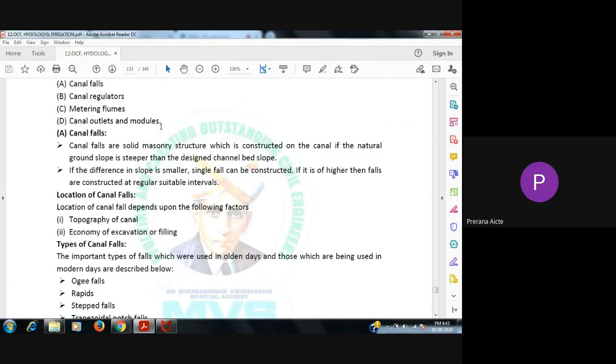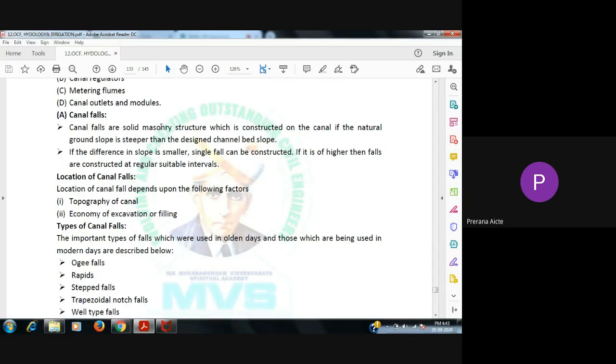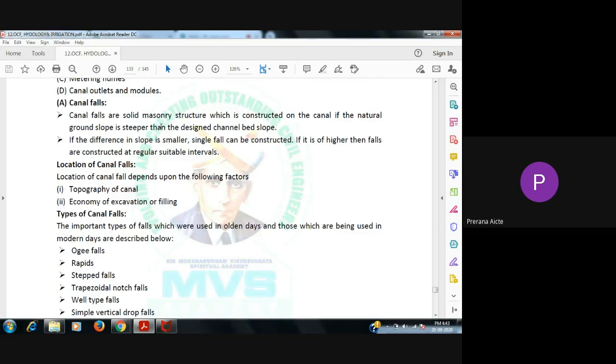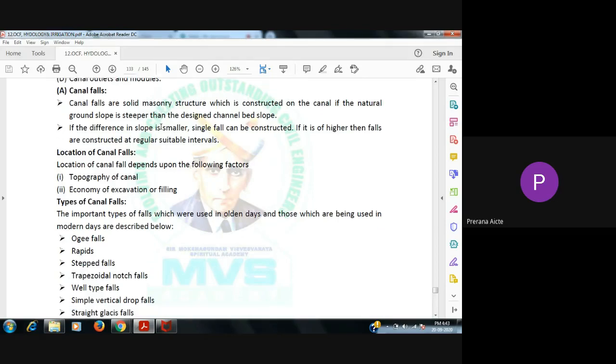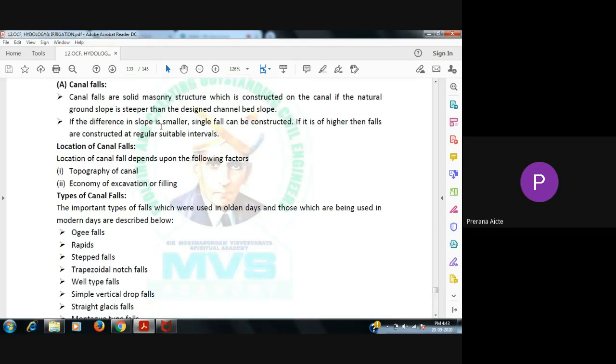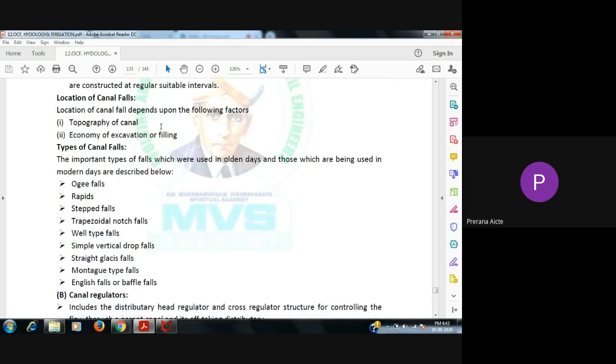So if the difference in slope is smaller, a single fall can be constructed. If it is higher, then falls are constructed at regular suitable intervals. So location of canal falls. The location of a canal fall depends upon the following factors. One is the topography of the canal, and the economy of construction or filling, because cost is also involved in that.